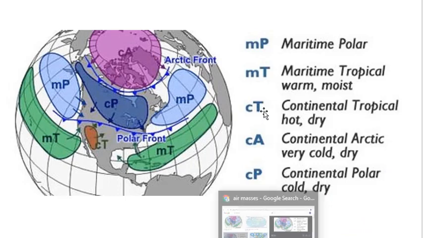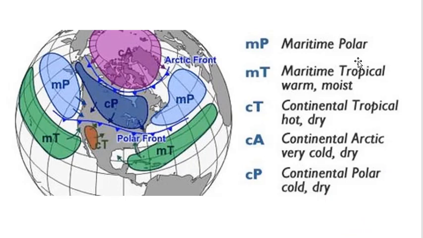We have the maritime polar air mass. When we say maritime, that means it's a layer of air above water. So it's coming from water surface. It's polar since it's coming from the polar regions. So it's also cold because it's coming from polar region. And then since it's coming from water surface, it carries with it water vapor content. So it's a moist air mass.